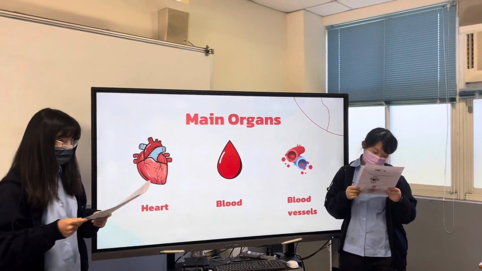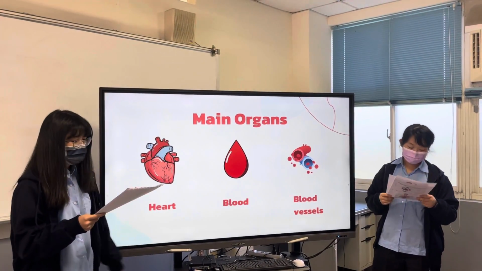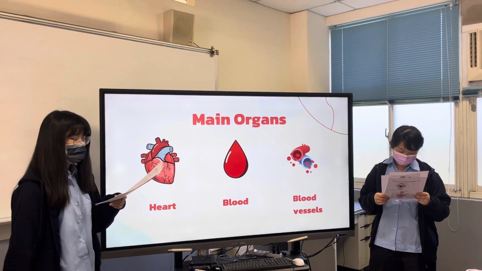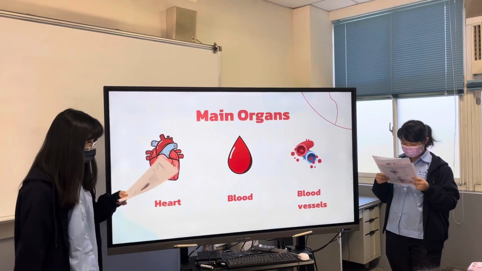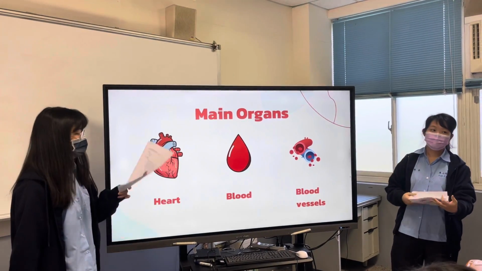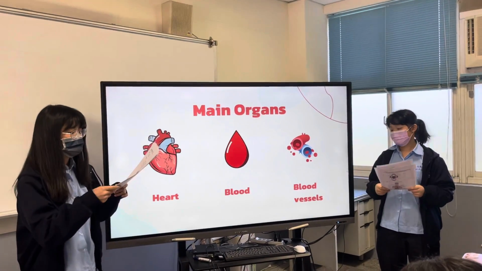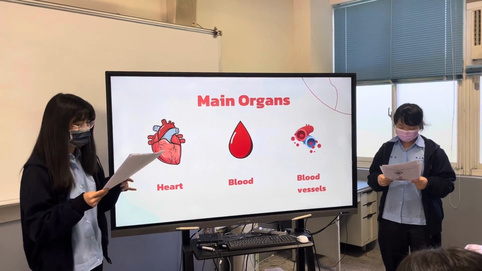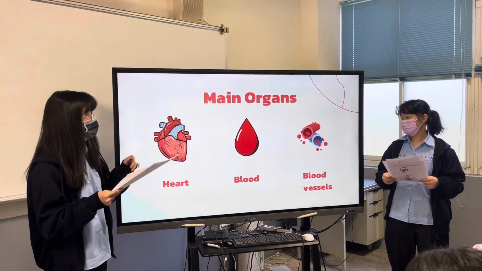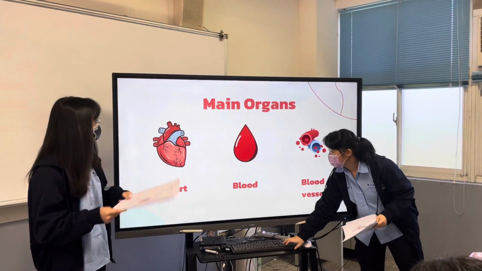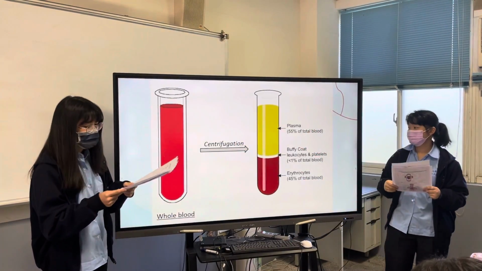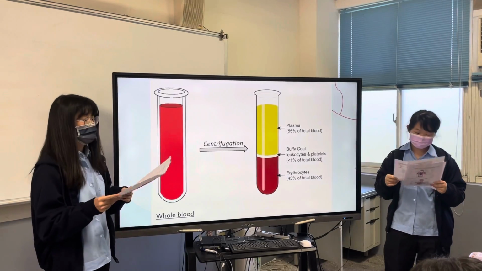And next I'm going to talk about blood. Blood is a body fluid in humans and other animals that delivers necessary substances such as nutrients and oxygen to the cells and transports the metabolic waste products away from those same cells. And it consists of plasma, red blood cells, white blood cells, and platelets.